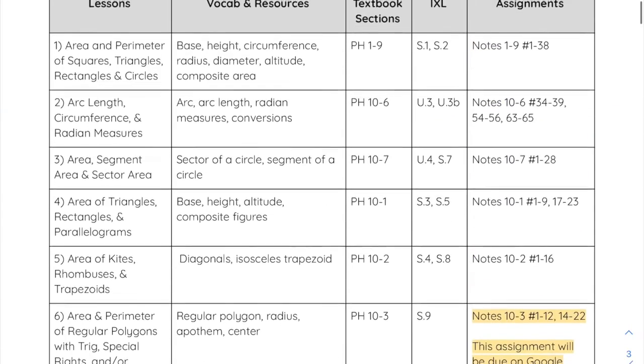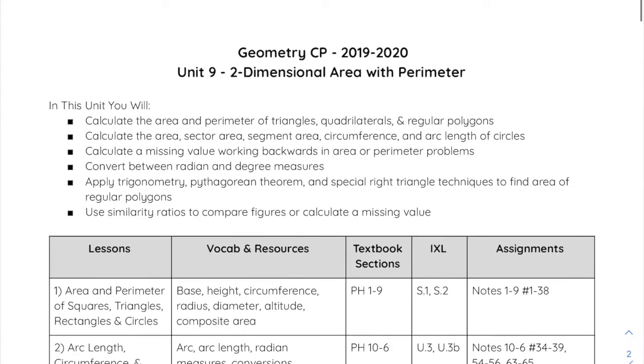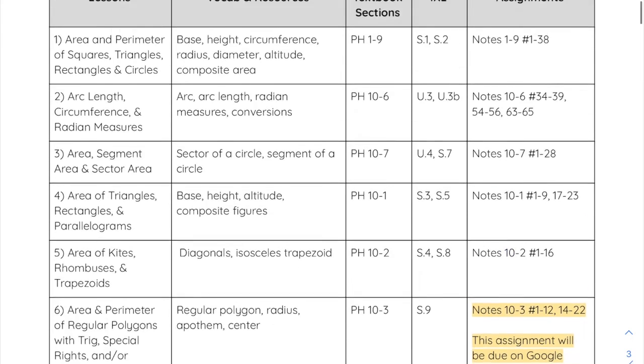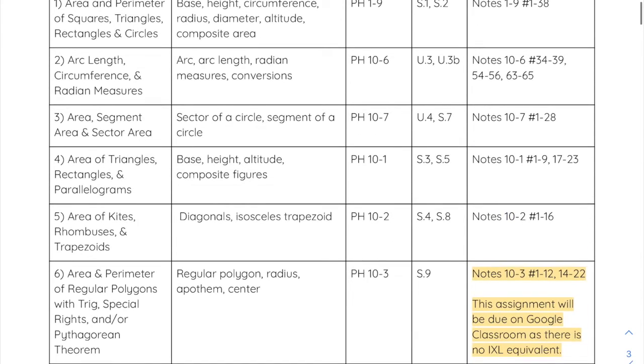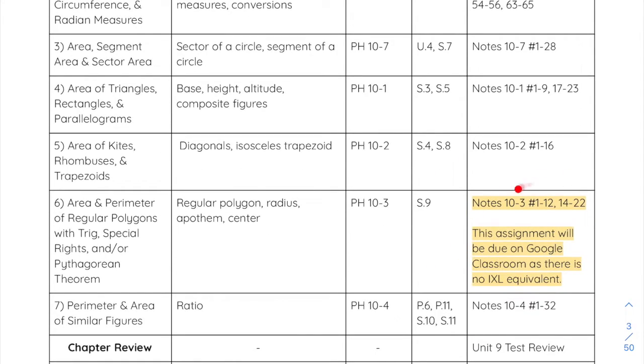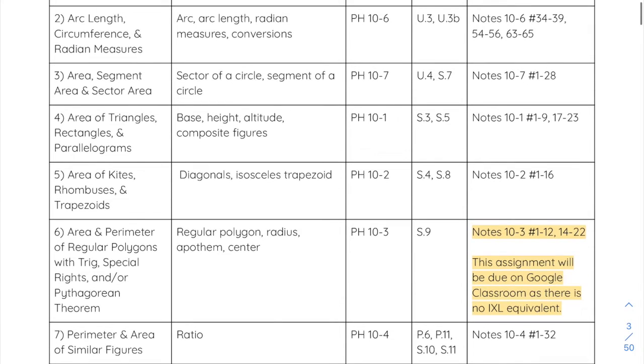Just another heads up, here is your assignment sheet. So we have 7 lessons pretty much with a quick video for each, and then you have your corresponding IXL assignments that you'll have to complete. Notice this one assignment here. You'll have to upload to Google Classroom because there is no IXL assignment for it.